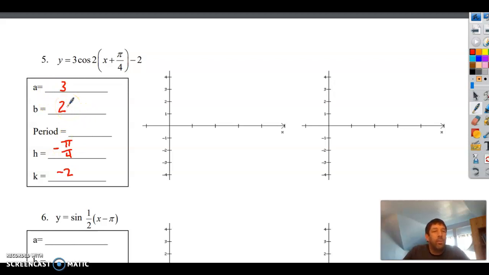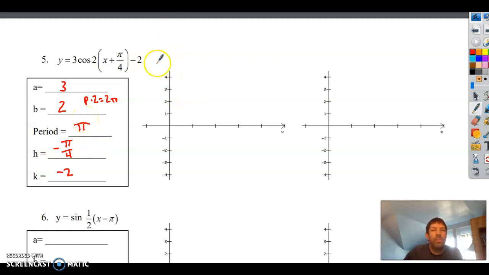And then remember, pb equals 2 pi. So p times 2 equals 2 pi. Well, that must mean that p has to be pi. Pi times 2 would be 2 pi. So the period length is pi. So now I have everything I need.